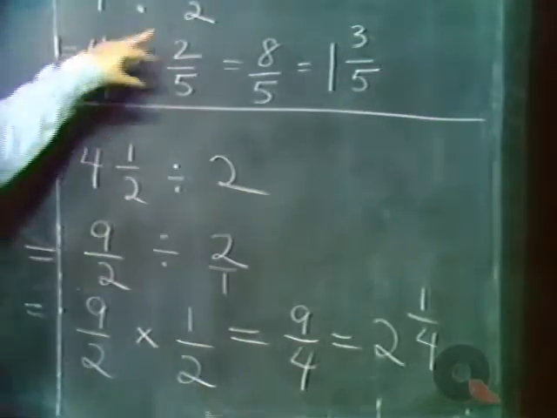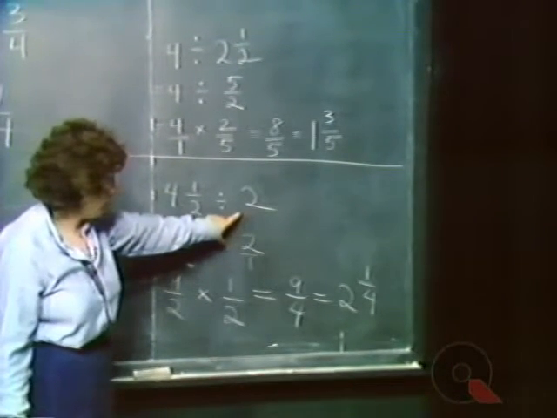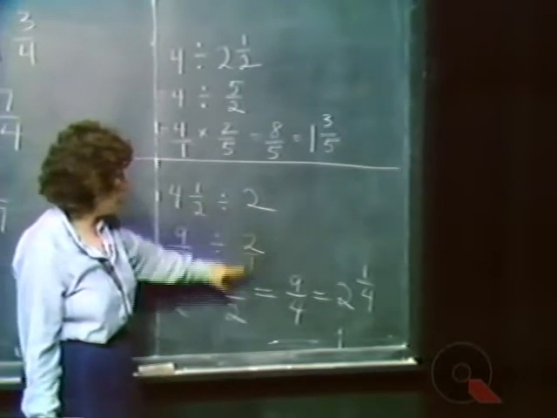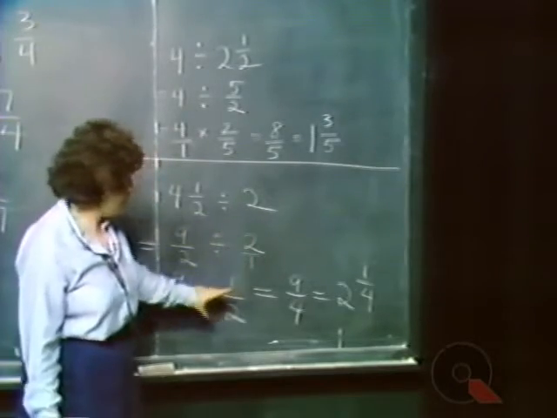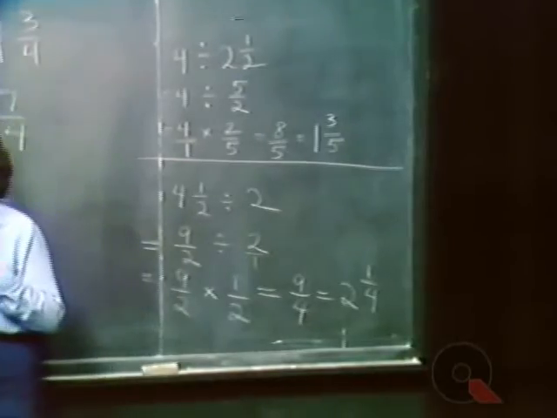Okay, remember you're inverting and multiplying. Here when you have an integer divisor, 2 is really 2/1, and you invert and multiply, you get the 1/2. And that brings us to the end of this videotape.